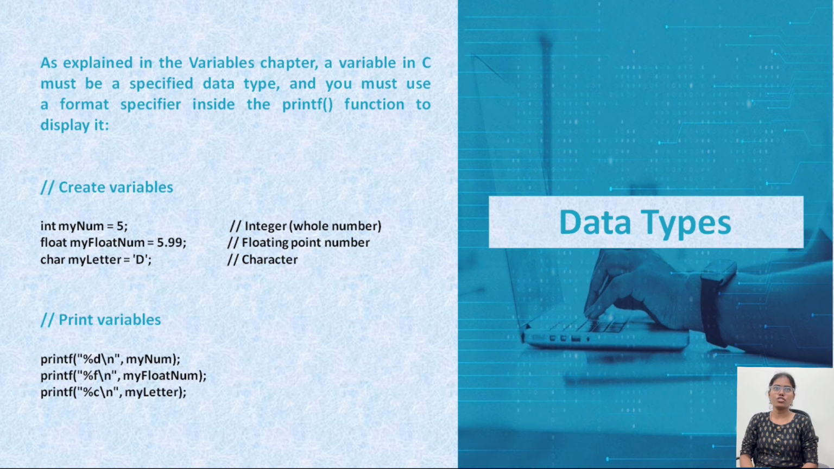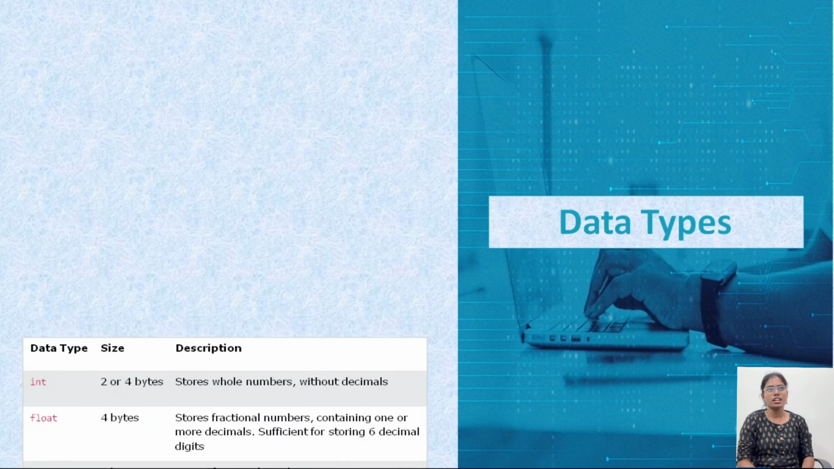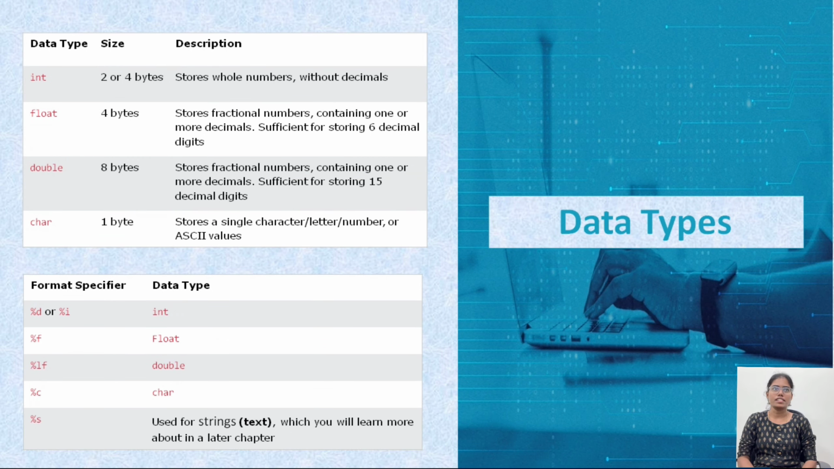The int data type stores whole numbers without decimals. It consumes 2 or 4 bytes. The float data type stores fractional numbers containing 1 or more decimals, sufficient for storing 6 decimal digits. It consumes 4 bytes. The double data type stores fractional numbers containing 1 or more decimals, sufficient for storing 15 decimal digits. It consumes 8 bytes. The char data type stores a single character, a letter, a number, or ASCII values. It takes only 1 byte.